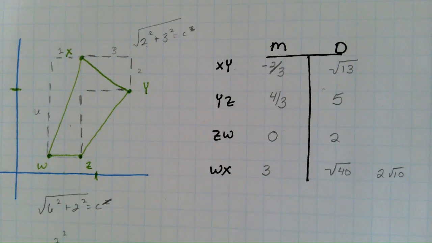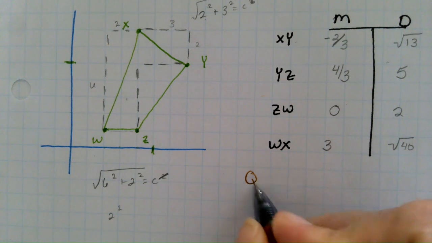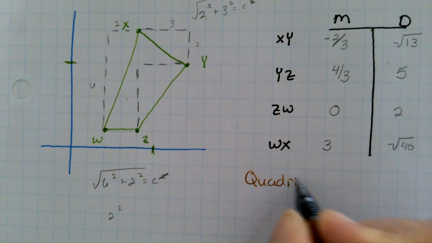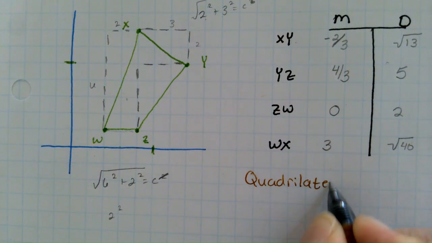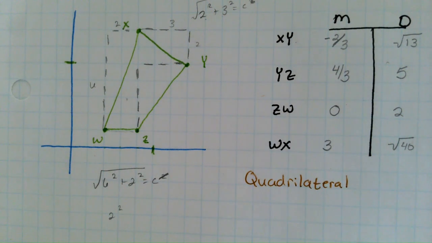Okay. Our slopes are all over the place. No parallel, no perpendicular, so no sets of parallel sides. And our side lengths are all different, so no sets of congruent sides. So because there's no parallel and no congruency, this is just a plain old quadrilateral. It has 4 sides. It doesn't have anything special to it.